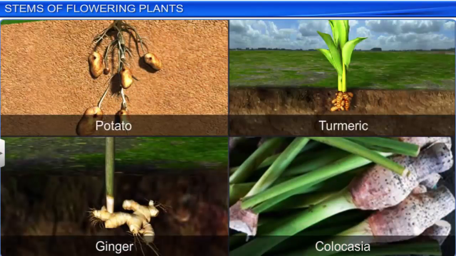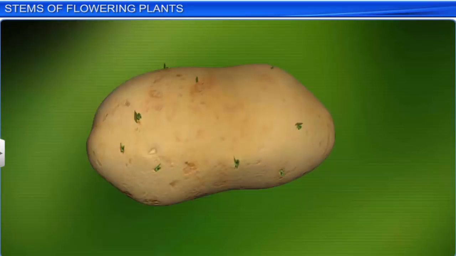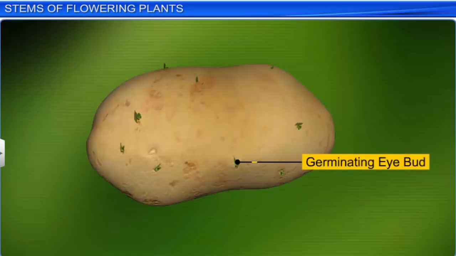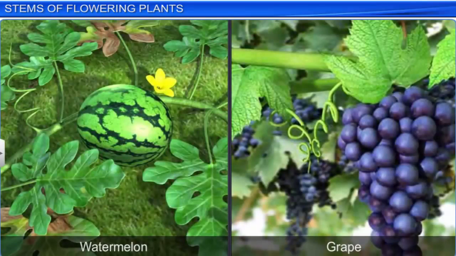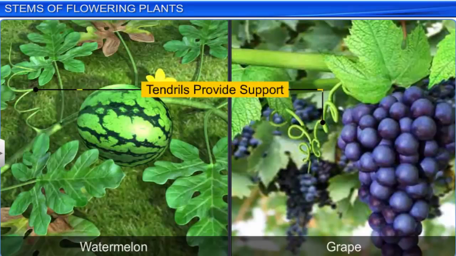A modified stem quite often looks different in structure from a normal stem. Underground stems of some plants like potato, turmeric, ginger, and colocasia are modified for storing food. Moreover, stems modified to store food help the plant to tide over unfavorable conditions of growth. In some plants like watermelon and grape, slender and spirally coiled stem tendrils emerge from axillary buds. The stem tendrils are modified stems that help the plant to climb.